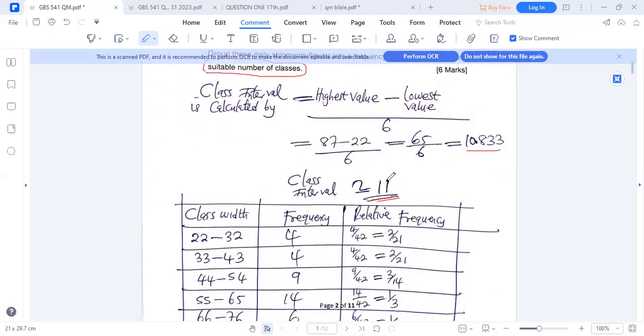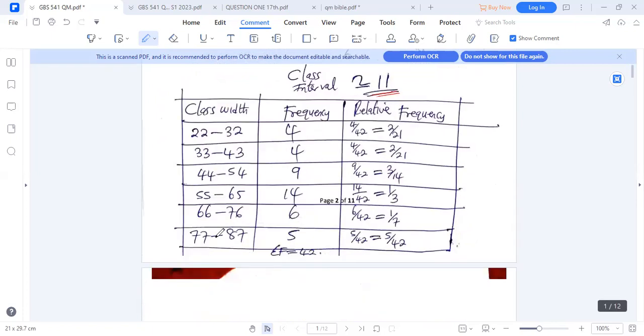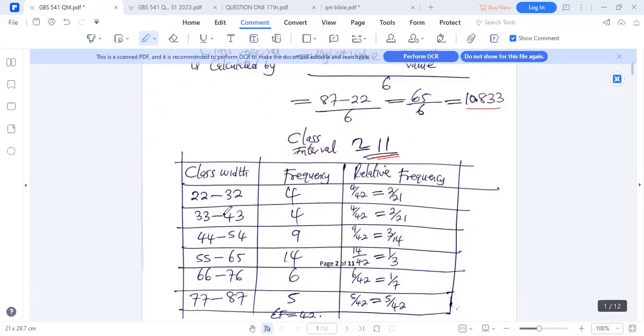Whenever you're doing inclusive numbers, just do a minus 1, for instance. So this is a class width of 11. I don't know whether you get what I mean. From 22 itself up to 32, how many figures are there? 11. So 22, 23, 24, 25, 26, up to 32, we have 11 as our class width.